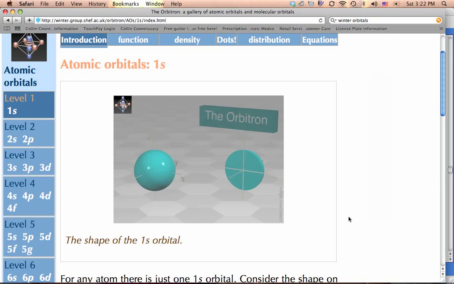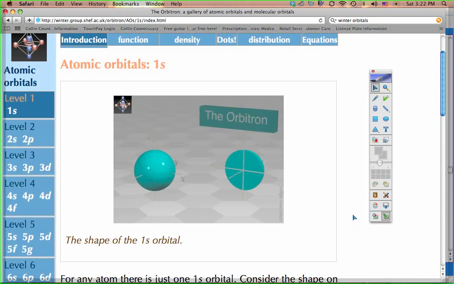Now, this is called the Winter group. I think it's just some research group, and they have orbitals online, and I love them. This is just the best website. Now, this is called the 1s orbital. Well, how did I end up with an S? I thought we were talking about L here.